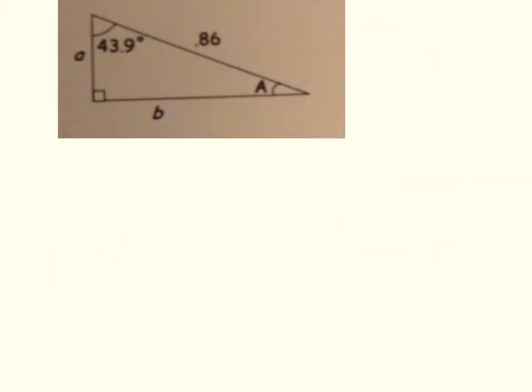Number 5, again, same exact thing. This is actually a typo. It should just be 86. This is the number 86. That's the measurement we're going to use. So I am going to label my sides. So from the angle given, I have the opposite, the adjacent, and the hypotenuse.